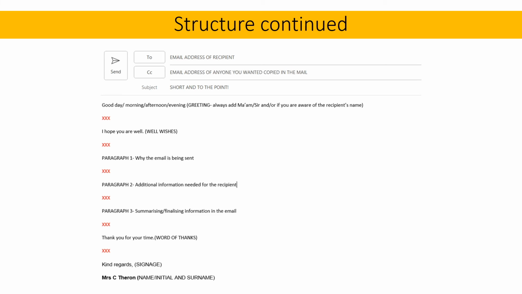You skip a line, you say thank you for your time or a kind word of thanks. You skip a line, end off with kind regards, which is your signage, and then your initial and your surname. So for this one, Miss C. Tron.